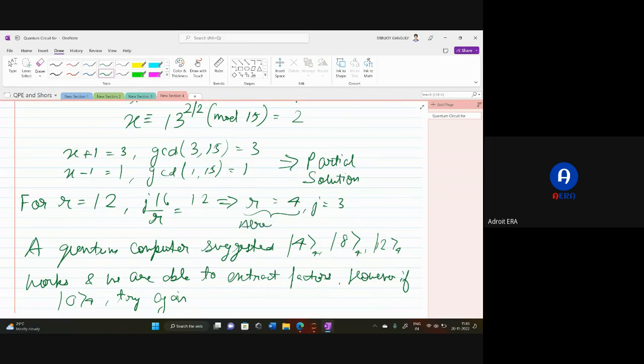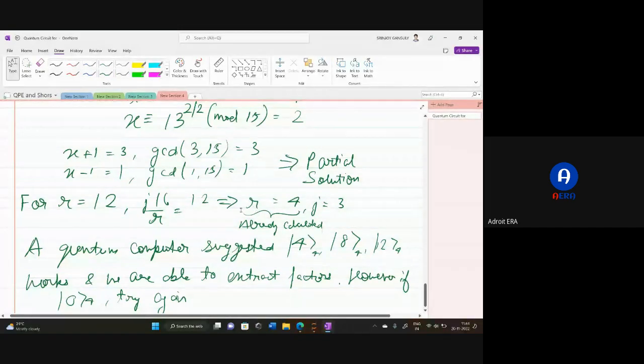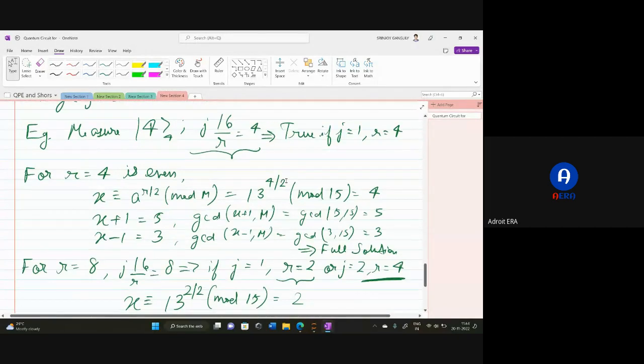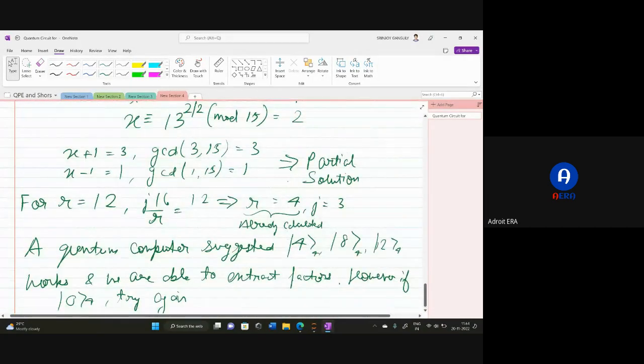Already calculated, right? Since we have already calculated it, we are not doing it again. Why should we do it when we already know? Therefore, both those values, 4 and 12, give the full solution. So this is also a full solution. Only one factor gave the partial solution, but also observe that it gave some solution. It gave you partial, not full, but at least it gave you something, remember.